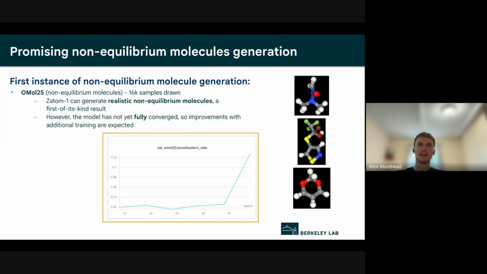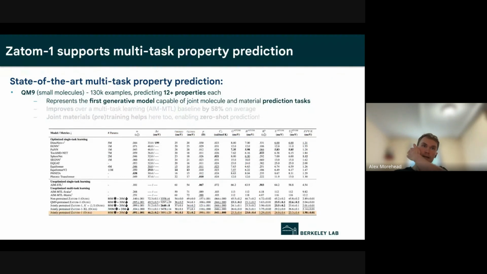But the little caveat here is that we're not done training. We know these are partial results of training Zatom1, and we continue to train it, but model performance keeps improving. We don't really know when it'll be done, but essentially it just takes a lot of time to train on this data set because of how large and complex it is. So these aren't the final results. The model hasn't finished converging. And with that, that concludes the generative modeling pre-training section of this paper.